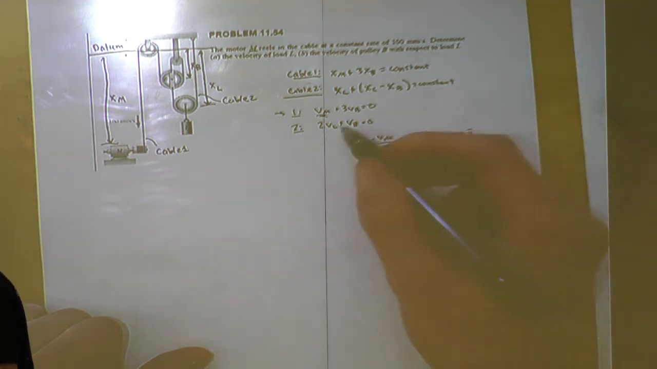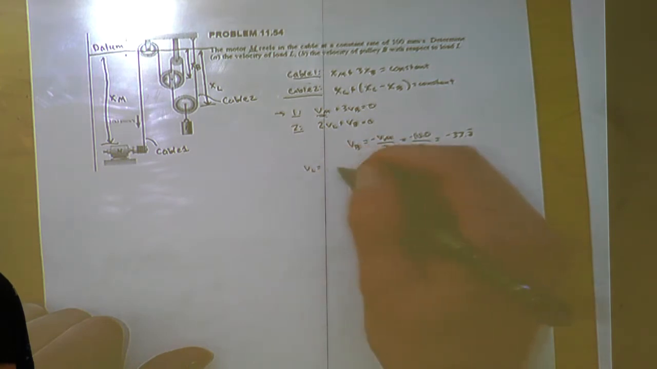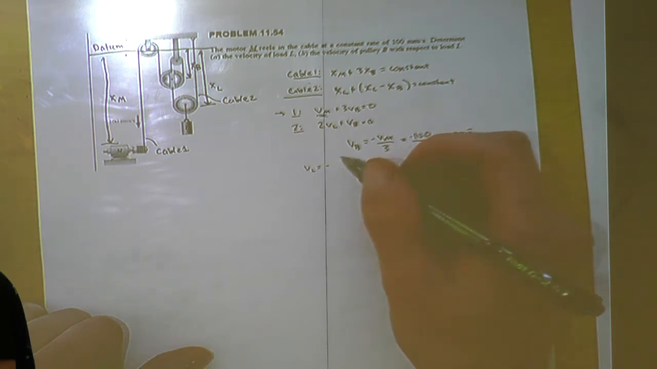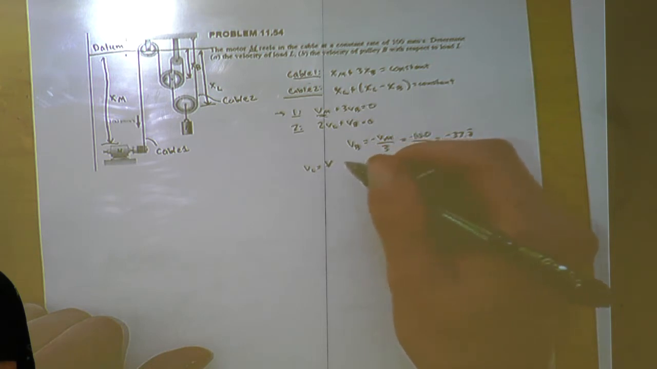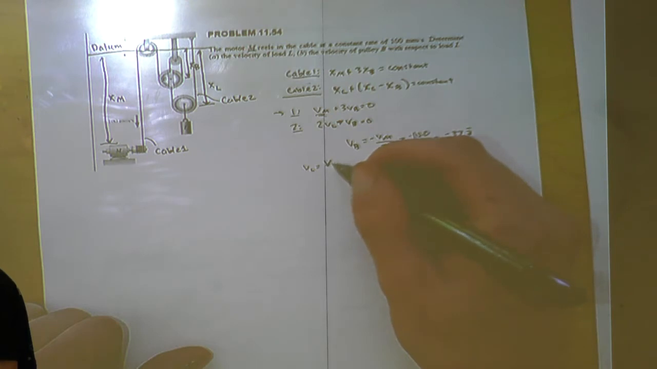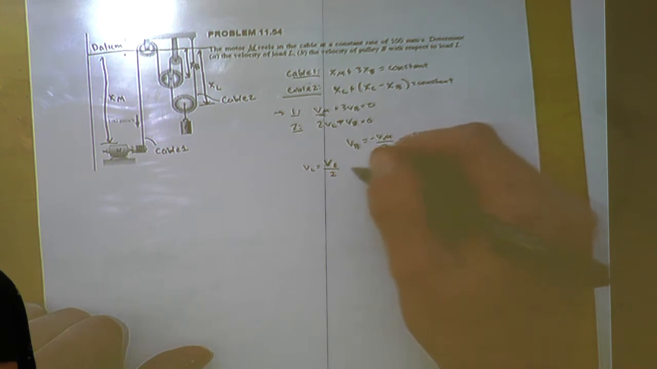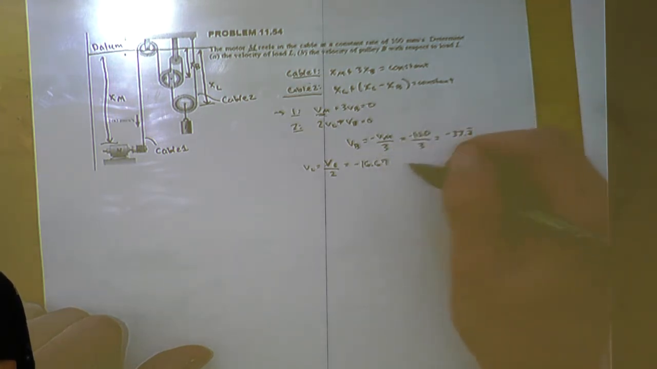And take that and plug that into the second cable equation. We get VL is equal to negative, or wouldn't it be the same? The same sign? Yeah, it would be the same. So I guess this is going to be negative because it's going to be the same. So it'll be VB over 2. And it's going to be negative 16.6 repeating, 16.7 millimeters per second, which is our A.